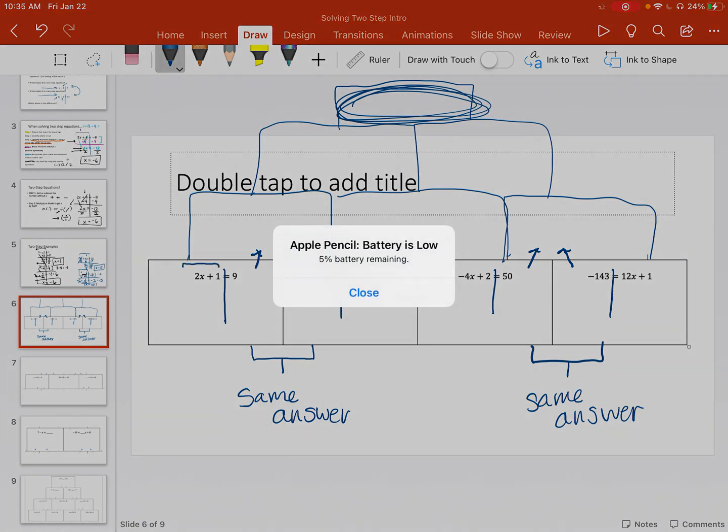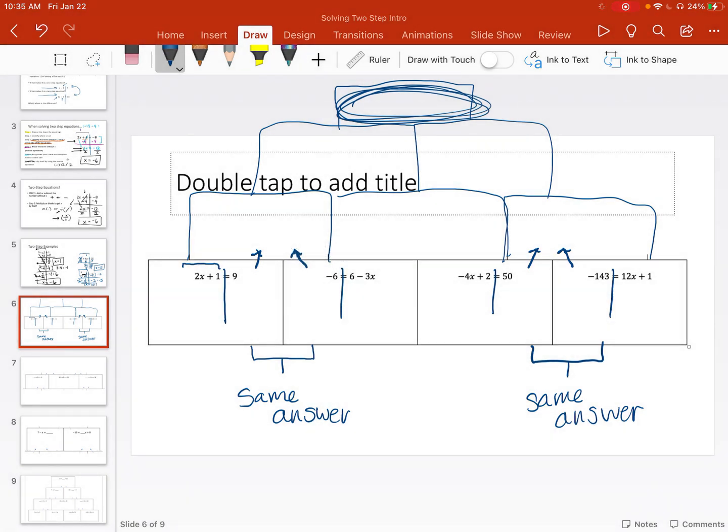2x plus 1 equals 9. 5% remaining. That's not good. Forgot to plug my iPad in.